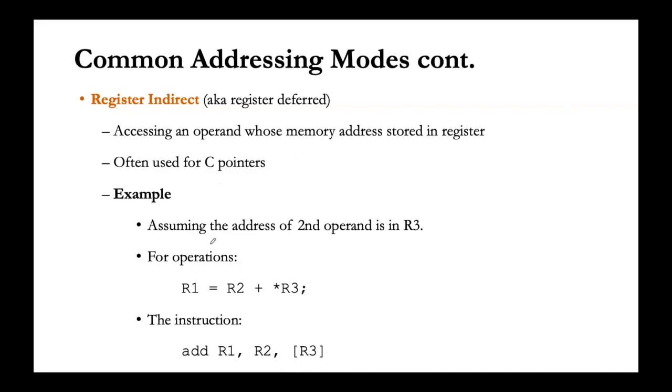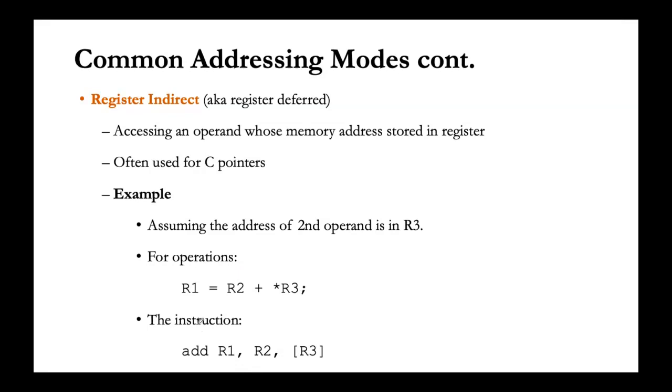For example, assume the address of the second operand is in your R3 register, then how can it be written? The first operand will be available directly in R2, but for the second operand the address is given. So for that address, it is written as R3. In the R3 register, the address of the operand is there. So by using this star, that operand will be fetched.